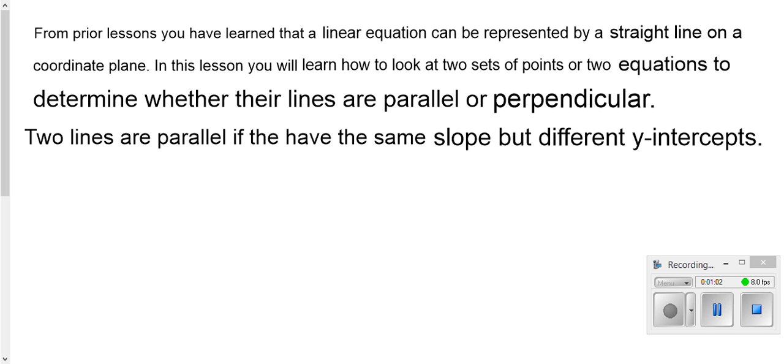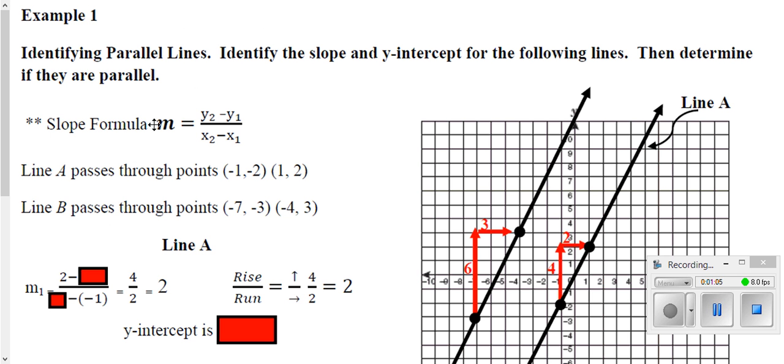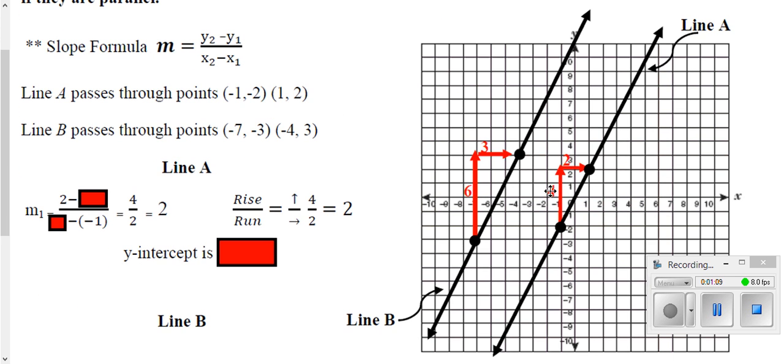Our first example, we have two lines in this picture, line A and line B here. And to check their slopes, we got basically three different ways. The first way is using the slope formula. They took the points from line A here, which are, one of them is -1, -2. That's this point down here. And then the other point they plotted right here was where x is 1 and y is 2.